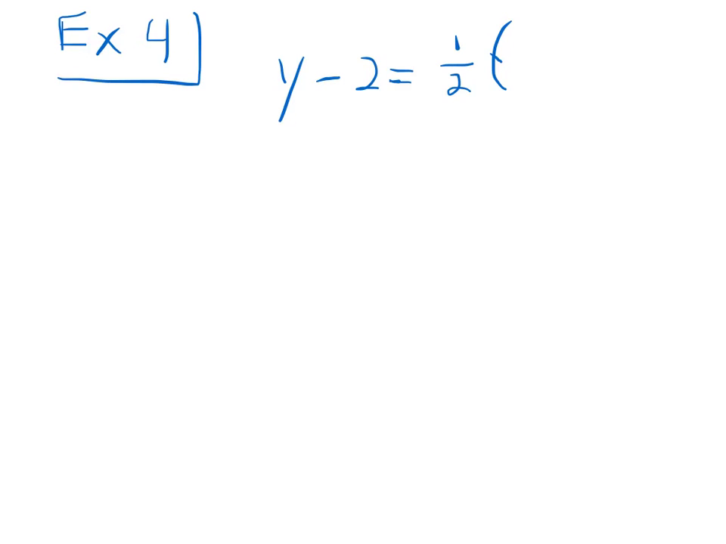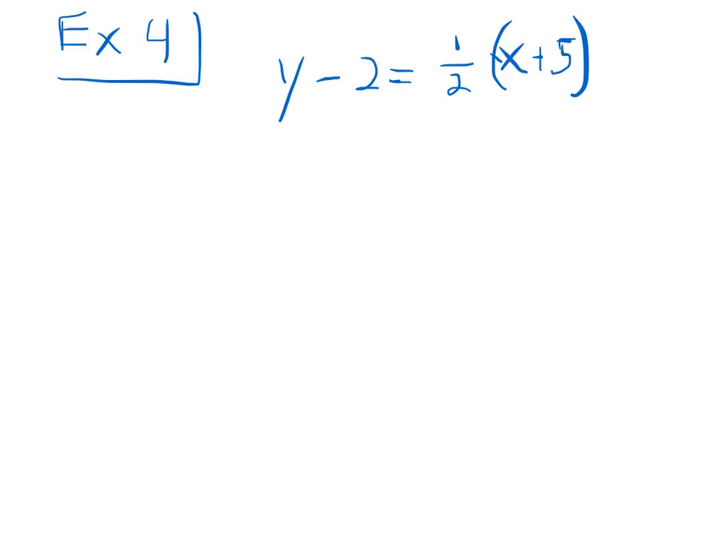Okay, two more quick examples. Example 4. Again, with these examples, I'm trying to show you all the different weird combinations that you could run into. Okay, so example 4 is y minus 2 is equal to 1/2 parentheses x plus 5.